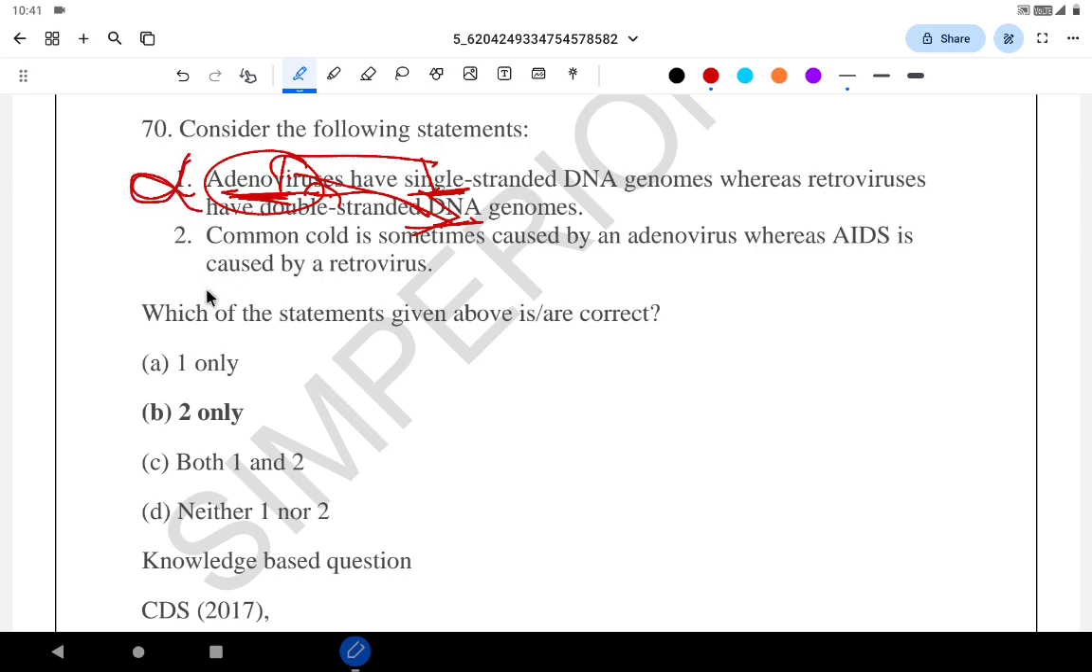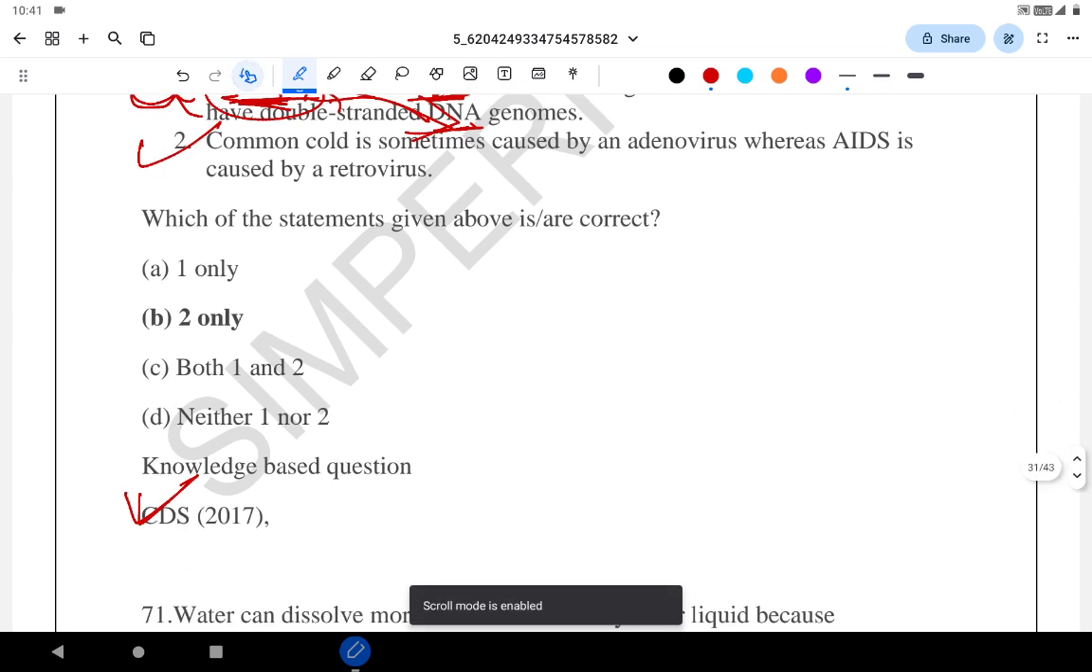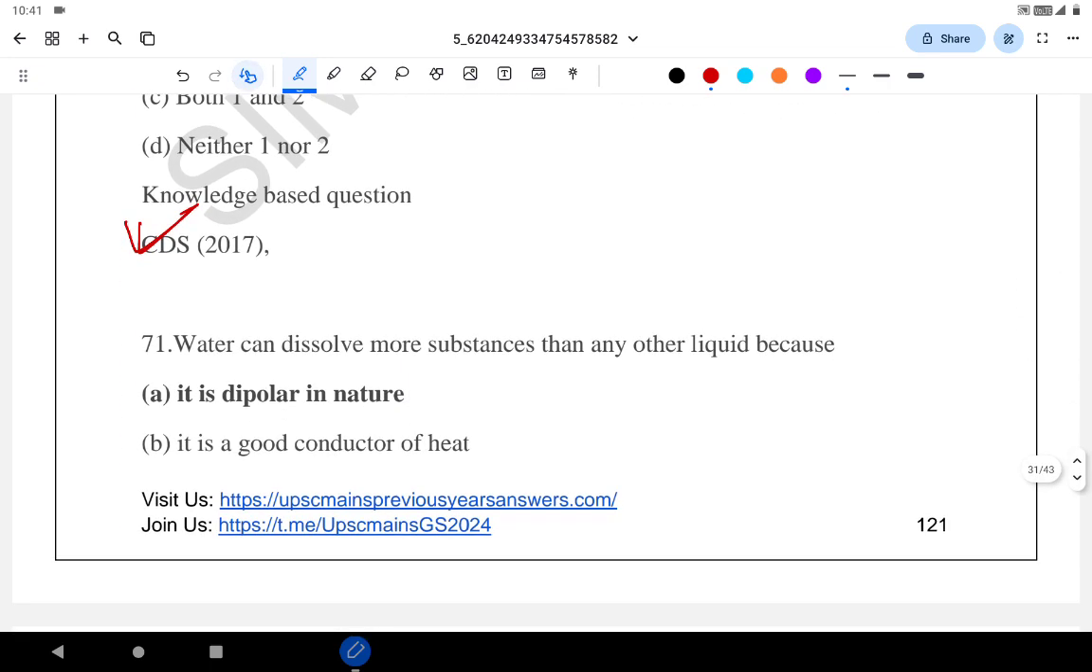Common cold is sometimes caused by the adenovirus, whereas AIDS is caused by the retrovirus. This is correct. Even in 2017, they asked this question regarding the retrovirus and AIDS in the CDS. Again, a repeated question.